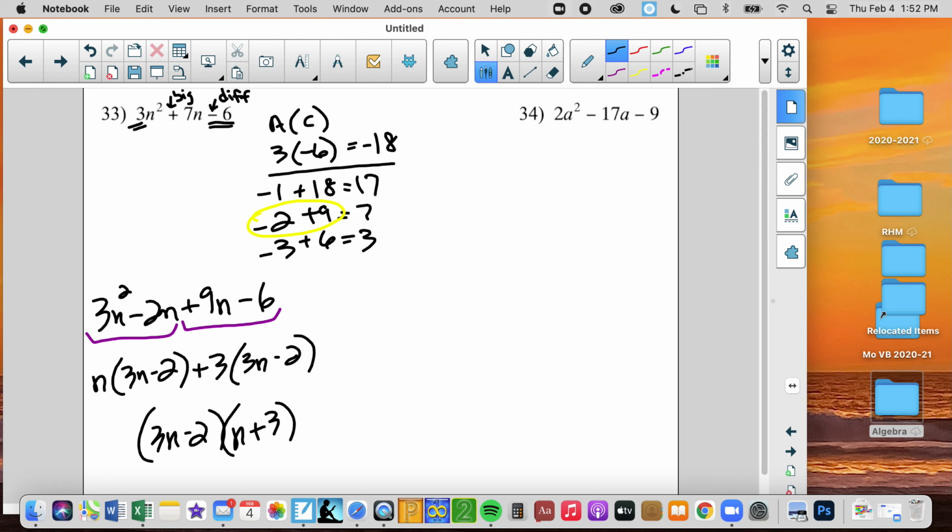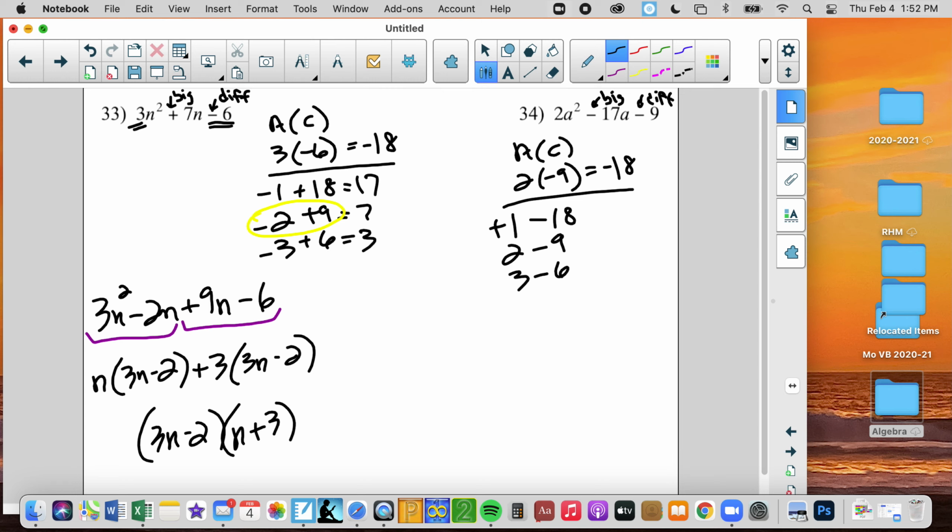Let's look at 34. So a times c, 2 times negative 9 gives me negative 18. 1 and 18, 2 and 9, 3 and 6. Signs are different, and the bigger gets the negative. So this time, the bigger of the two gets the negative, and the smaller gets the positive. Negative 17, negative 7, negative 3. This time, my terms are 1 and negative 18. So 2a squared plus a minus 18a minus 9. Group them.